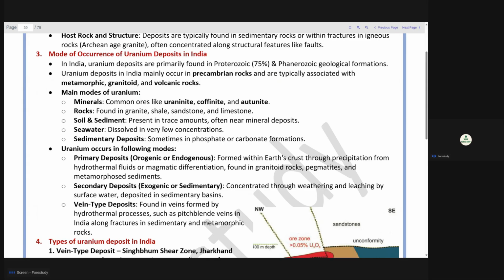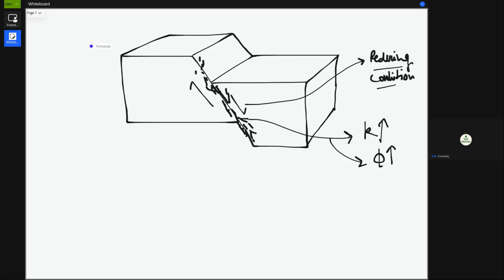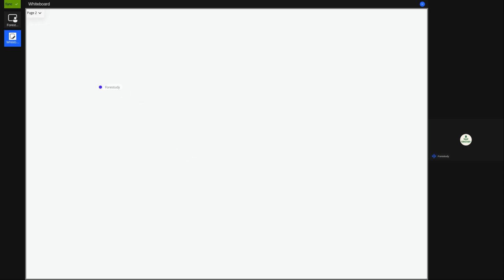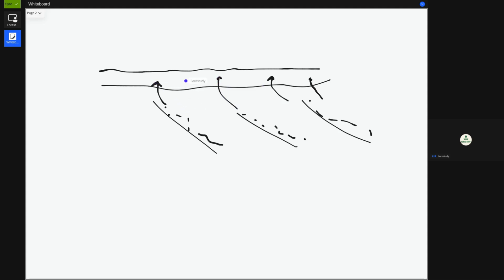Soil and sediment contain uranium in trace amounts, but often near mineral deposits. So, say for example, we have a faulted area here, maybe some faults here, and we have deposits like this, and this is our soil cover. Some may get leached in the soil, and some trace amounts of uranium can be present in the soil also. So this is the soil, and this is the host rock.